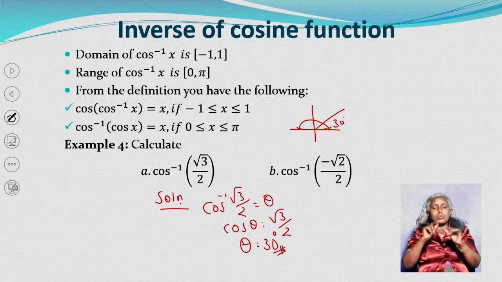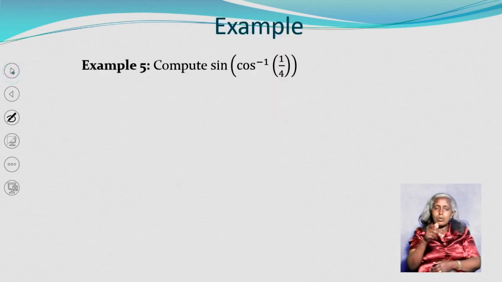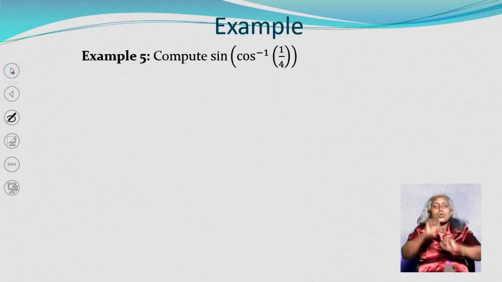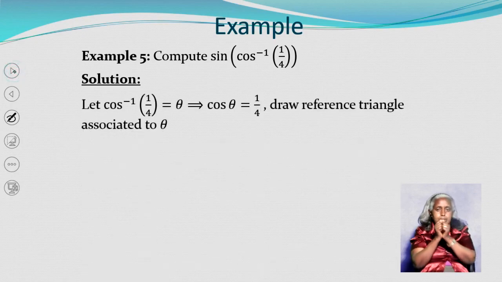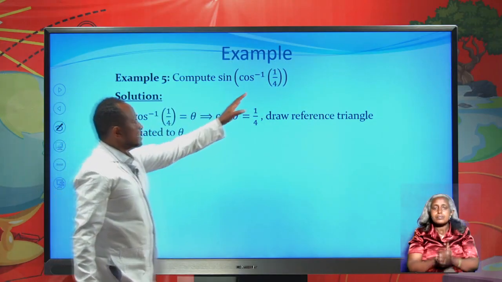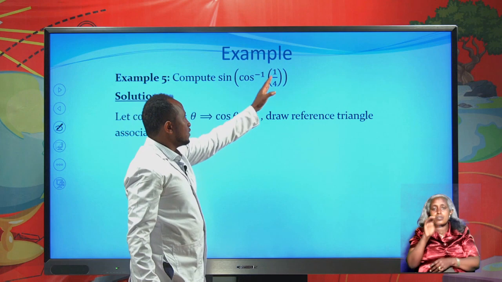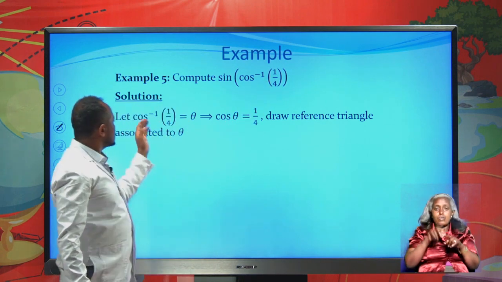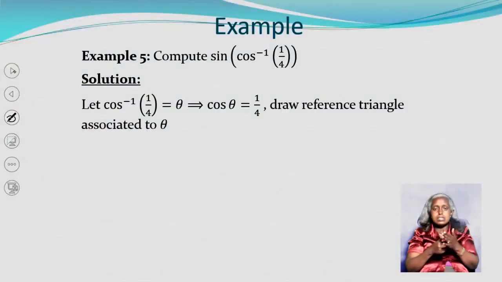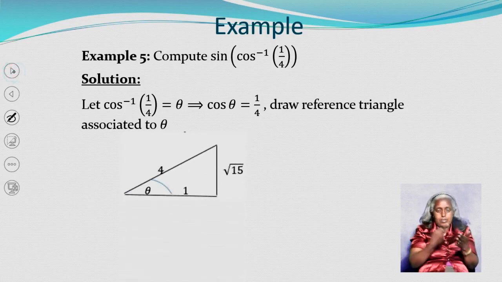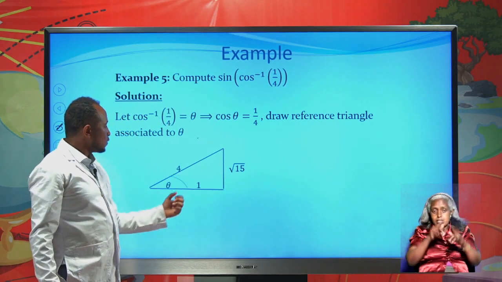Now let's continue with the other part. Okay, another example. Compute sine of cos inverse of 1 over 4. Okay, let's see this together. Let's assume the inner part, cos inverse of 1 over 4, to be theta. So cos inverse of 1 over 4 is equal to theta. This implies cos theta gives you 1 over 4. And draw a reference triangle for this. Reference triangle for this, you will have this one.